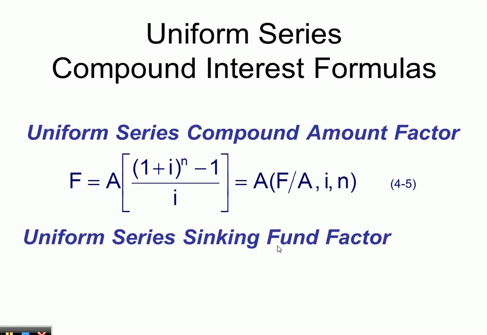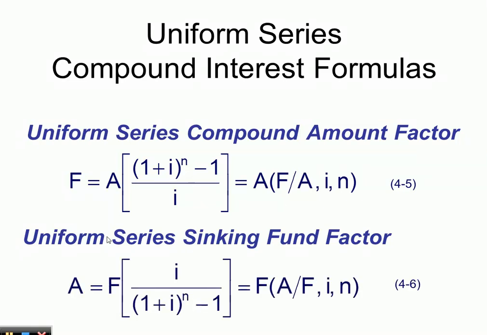Another formula is the uniform series sinking fund factor, and it actually is the reverse. Here we want to determine A given F. So we're finding A when we know the value of F, and this is basically just the inverse of this one. It's just like we took this and put it in a denominator: 1 over this is going to be this. And so again, this is A given F at i over n.